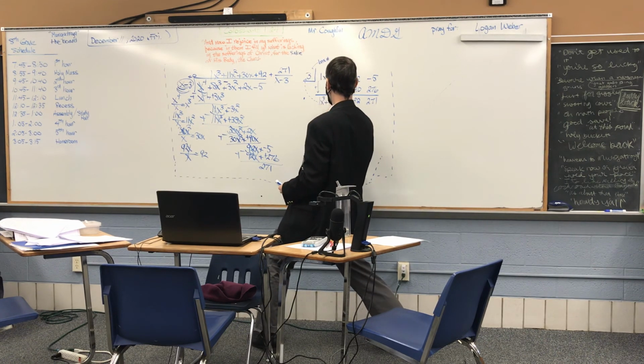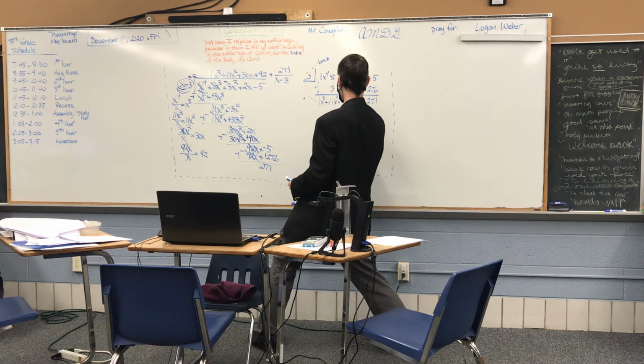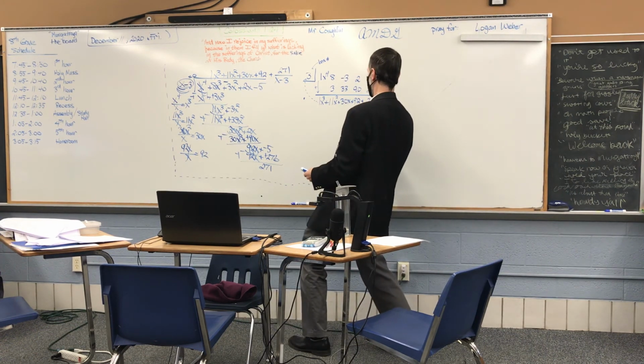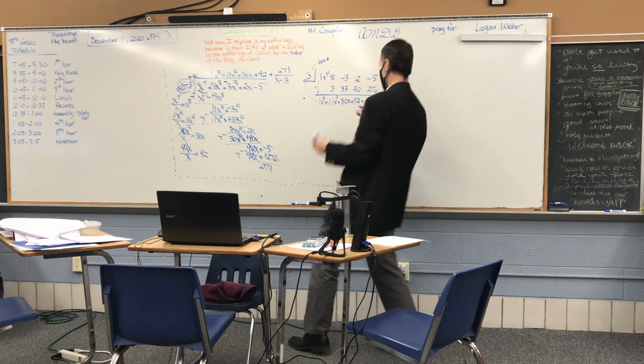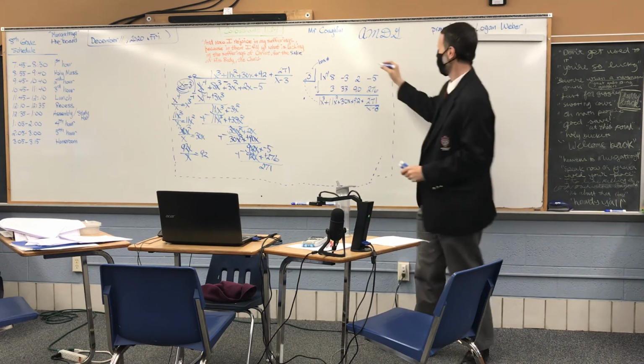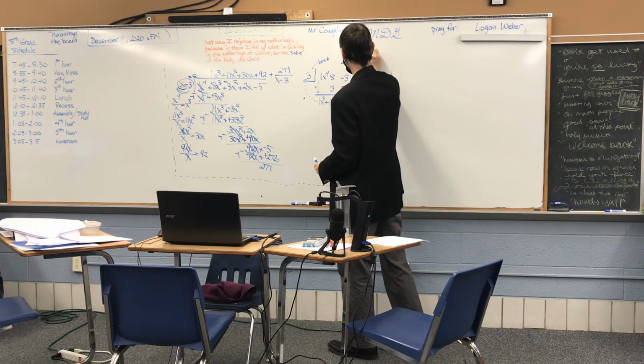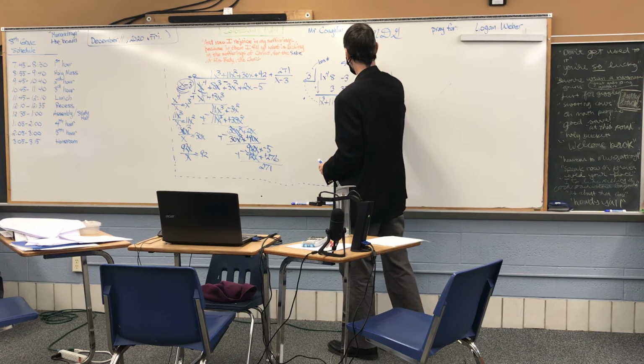11x squared. 30x plus 92. Just remember, this is the remainder. So over x minus 3. That's like the easiest thing. This is called synthetic division.